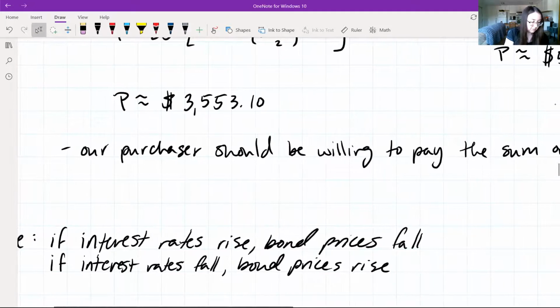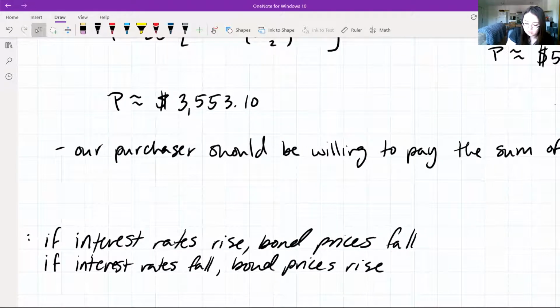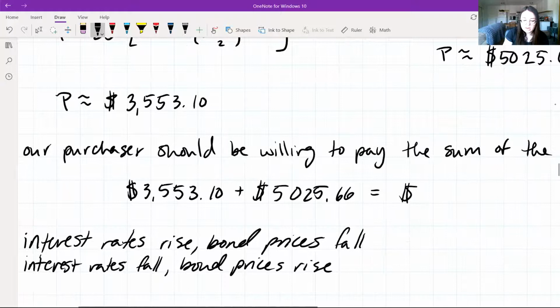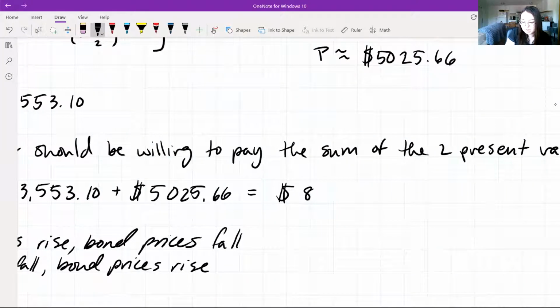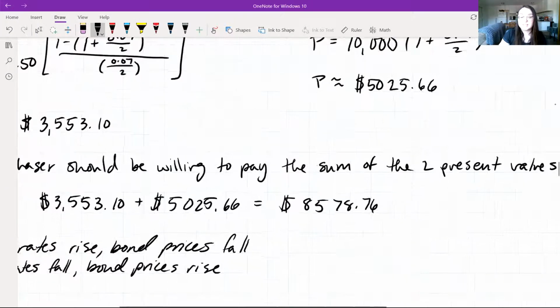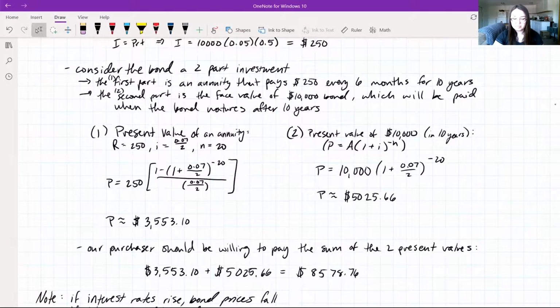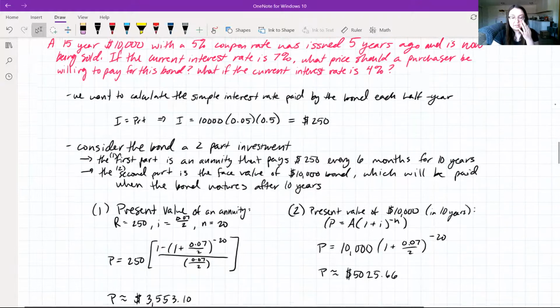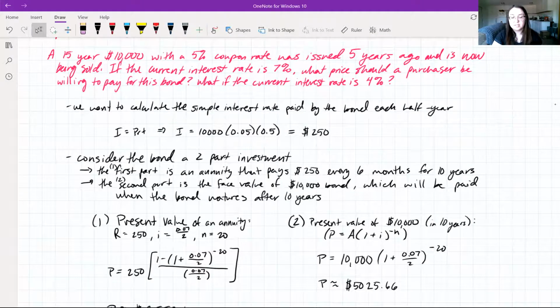So they should be willing to pay $3,553.10 in addition to $5,025.66. So we're saying that the purchaser should be willing to spend $8,578.76. All right, so we calculated our value at a current interest rate of 7%.